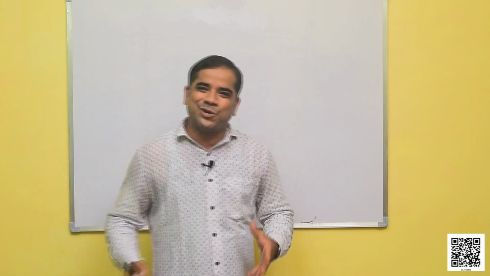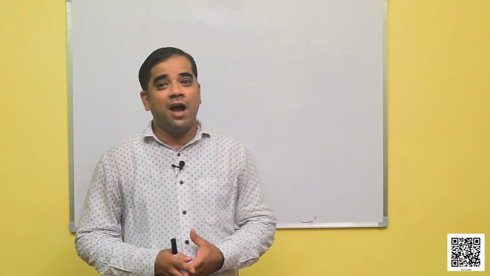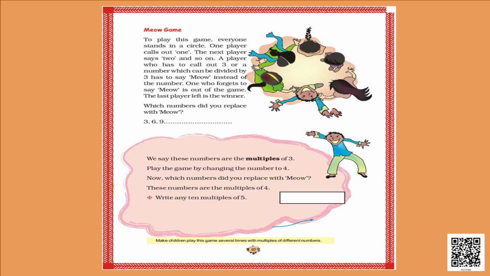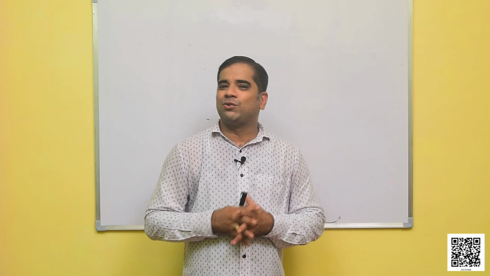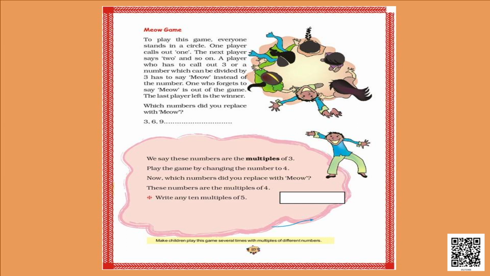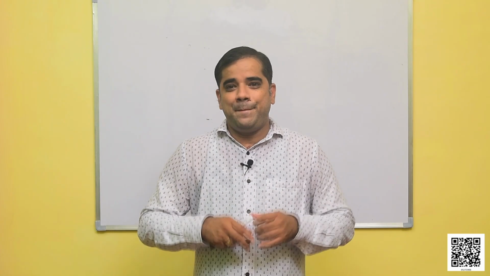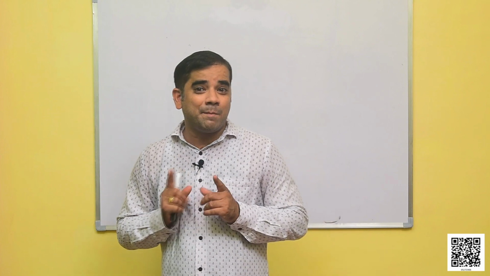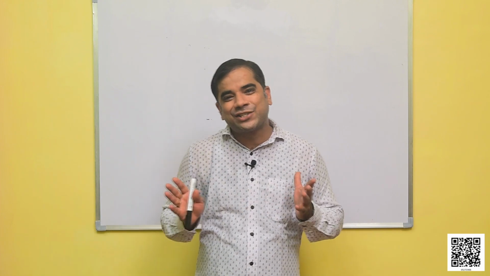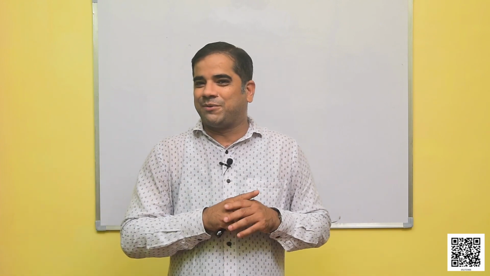So let's go to the other activity, that is the Meow game. Let's play a game now. It's game time, okay? So you just go through the story. What it says is that the player who has to call 3 or a number which can be divided by 3 has to say meow instead of the number. One who forgets to say meow is out of the game.